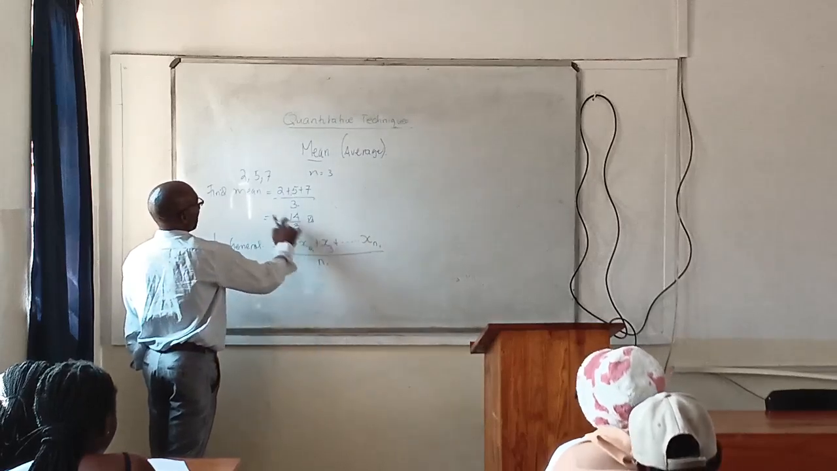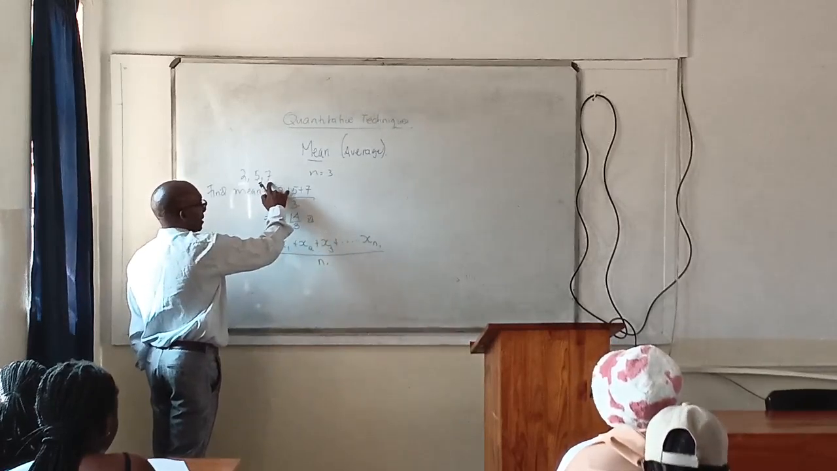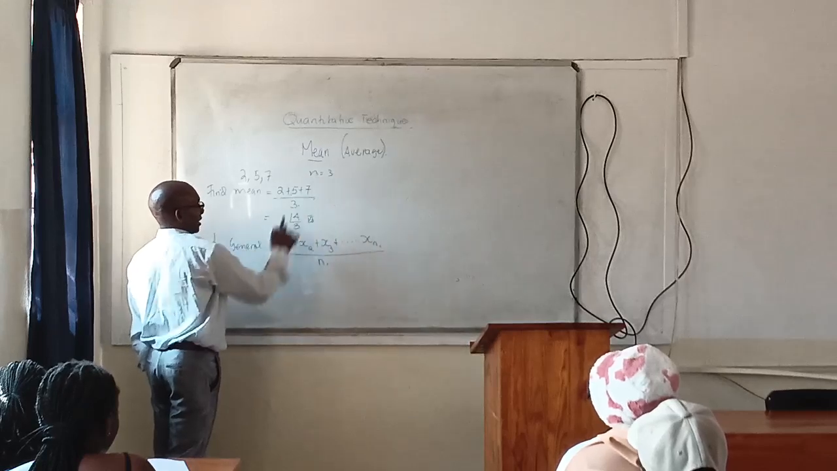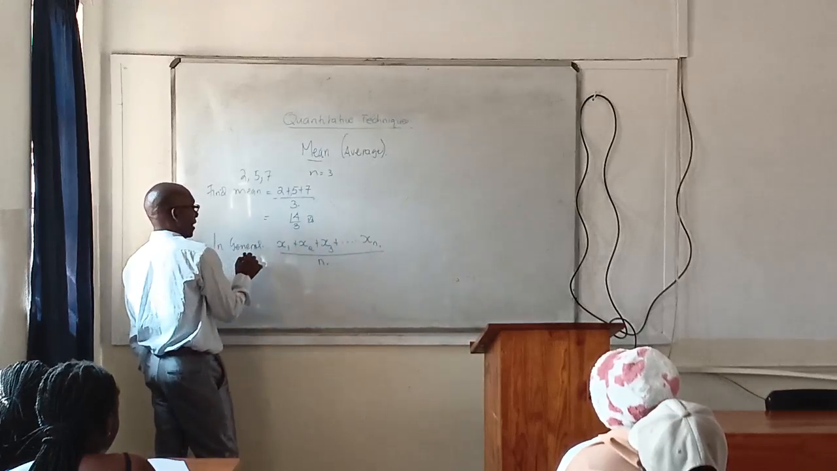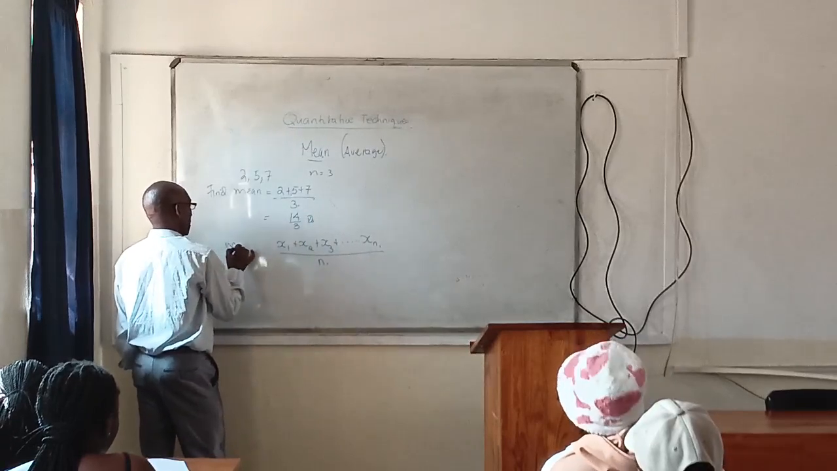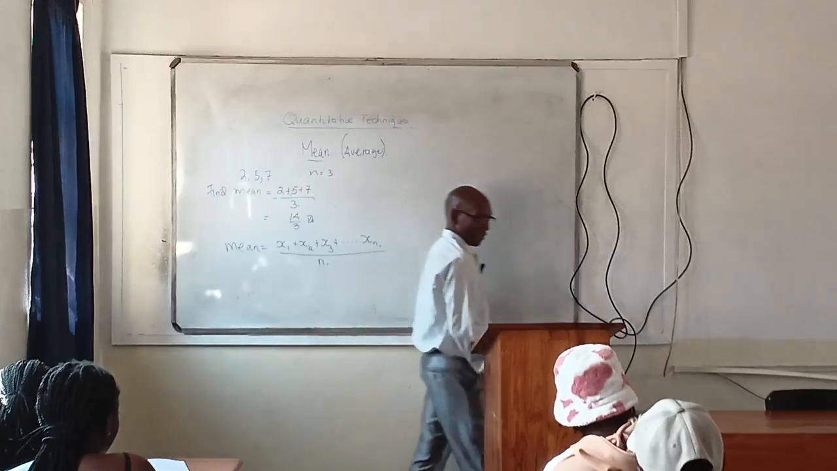And how many numbers are here is this plus this. So our last number is this one, right? That's 2 plus this one, divided by our n, which is 3. And this is in general how to find the mean. So the mean is that.